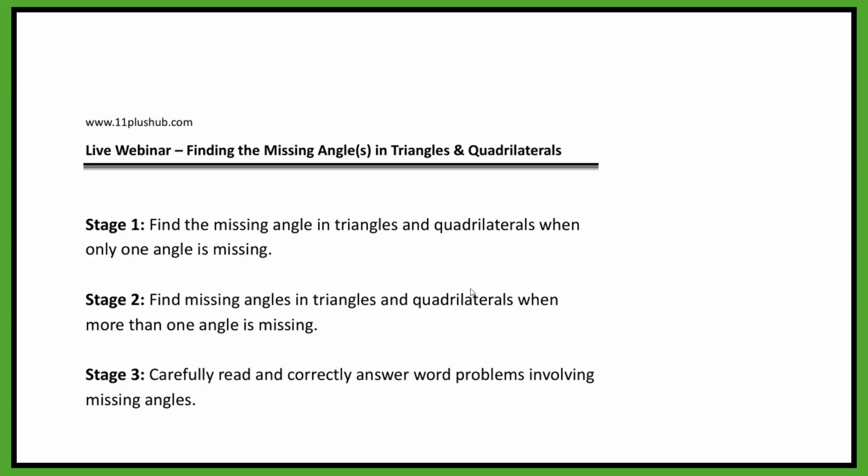Okay, hi everybody. All right, so today, what we're going to be doing is something slightly different to what we normally do, and that is focusing only on the one thing. I'll explain why. Firstly, take a look at the screen. We are looking at three stages today. The title says finding the missing angles in triangles and quadrilaterals, and I've broken it up into three stages.